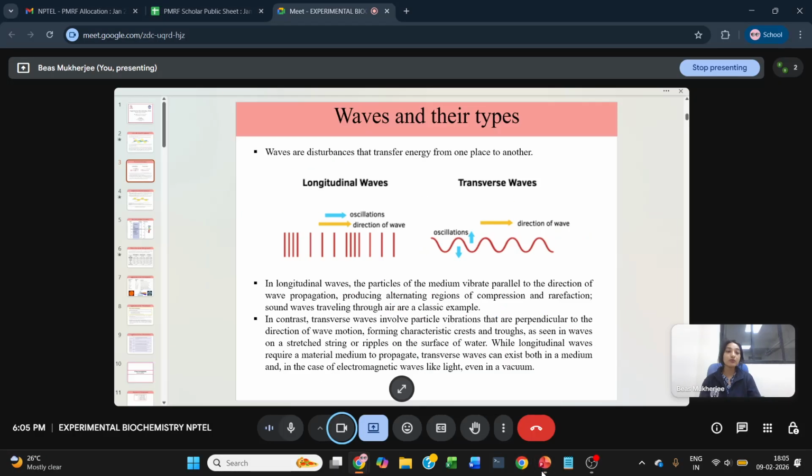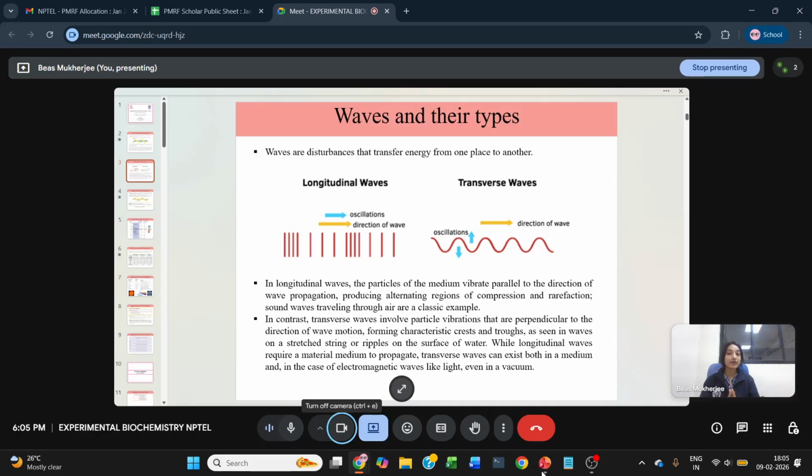Now what is a wave? A wave is something that carries energy. Waves are disturbances that transfer energy from one place to another without the involvement of matter. Waves can be of two different types: longitudinal waves and transverse waves.